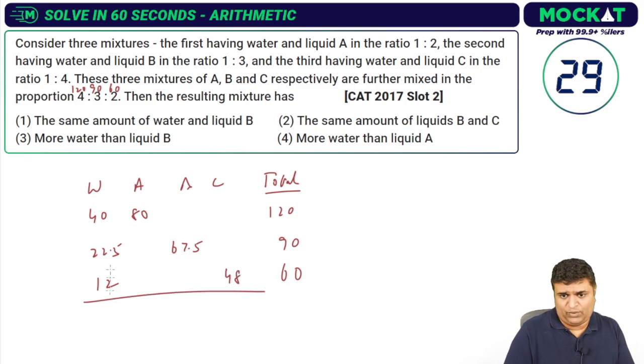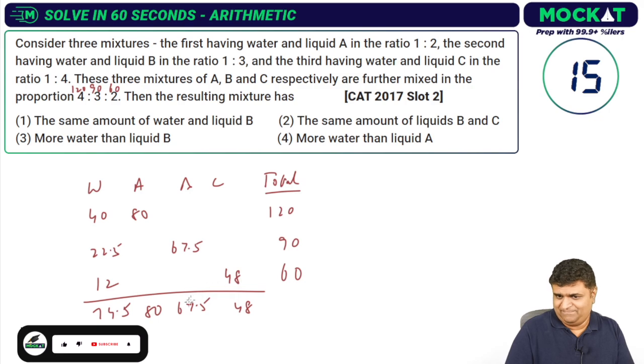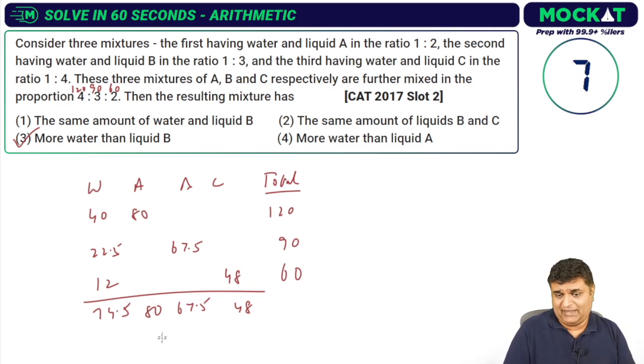And we probably have to add these. 4, 2 and 1, that's 7. You get 80, 67.5 and 48 because the comparisons are made here. Same amount of water and liquid B, no. What amount of liquids B and C? No. More water than liquid B, yes. More water than liquid A, not the case. A is at 80. So that's the answer for this question, right?